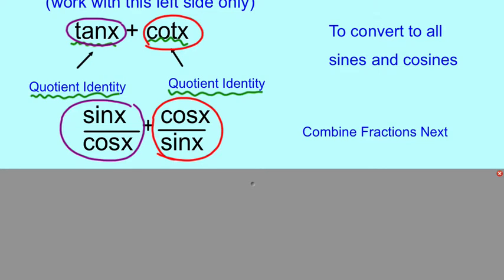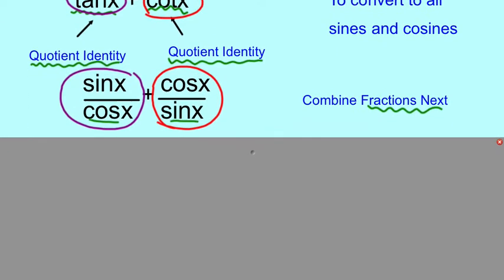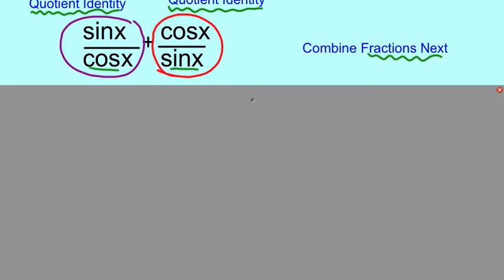Now the next thing we want to do after we've rewritten this to all sines and cosines is combine these two fractions together. If we look at the denominators right now, we have the cosine of x and the sine of x. They're not alike. We can't add them together as one. Why we want to add them together is because this is a multiplication of secant of x times the cosecant of x. So how do we get these two fractions to be alike? We want to find the common denominator. There's nothing in common with the cosine of x and the sine of x in the denominator, so that is what we call our least common denominator.